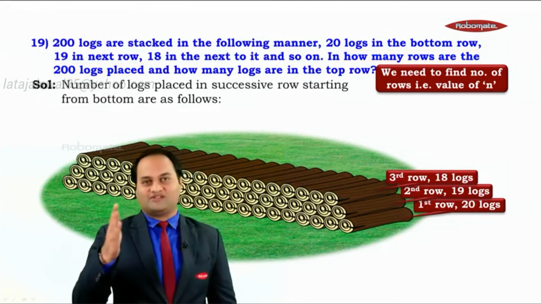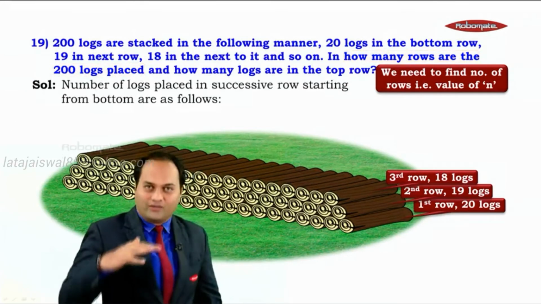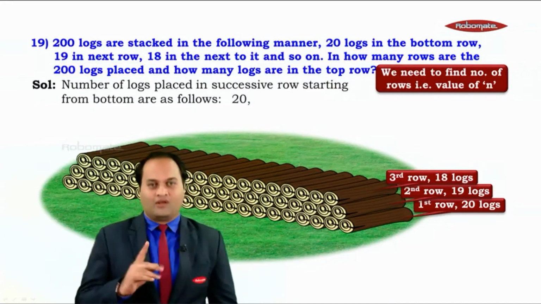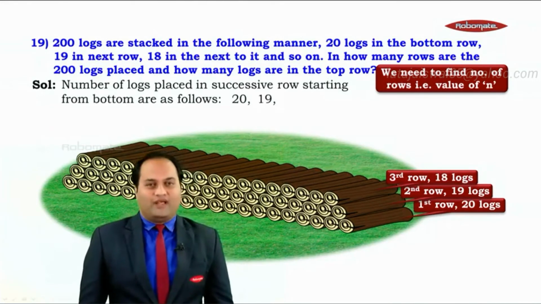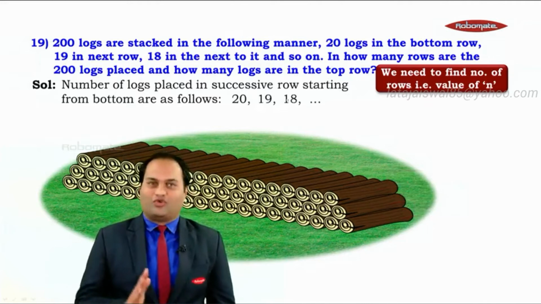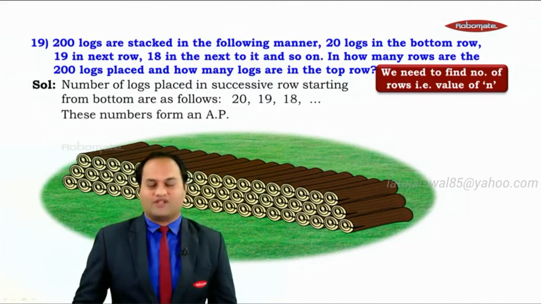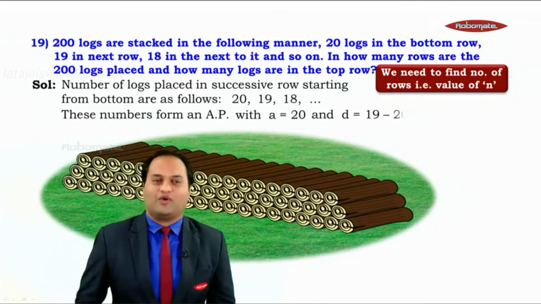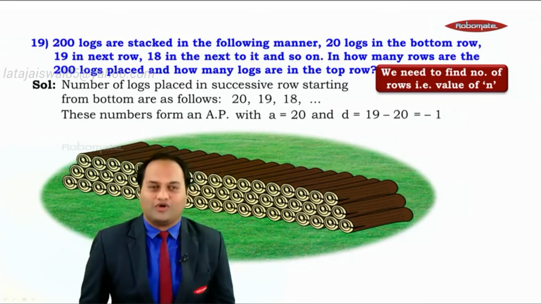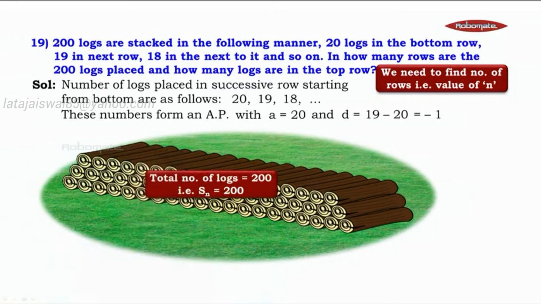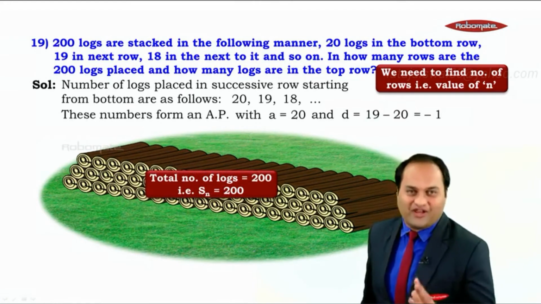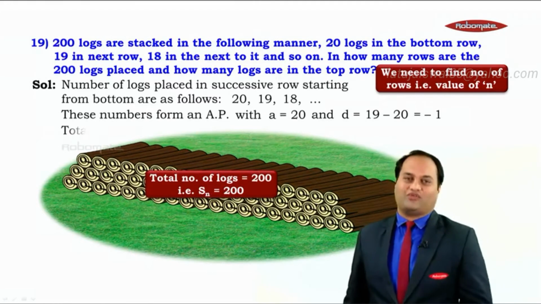And for that, what is given to us? Sn is equal to 200, because the total 200 logs are placed. Clear? The AP formed is 20, 19, 18 and so on, as we discussed. These numbers form an AP with a equal to 20 and d equal to 19 minus 20, which is equal to minus 1, right? And the total number of logs is 200, so we know that Sn is equal to 200. Very, very simple, right? Now, let's solve.